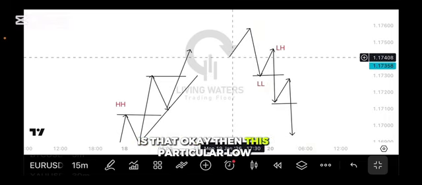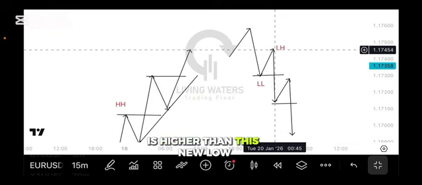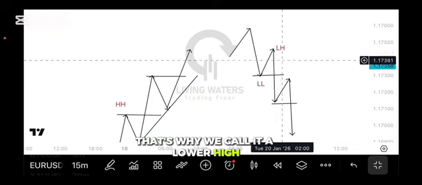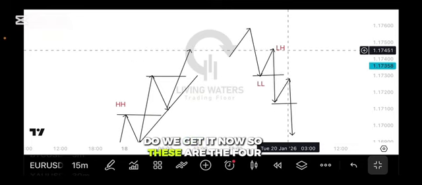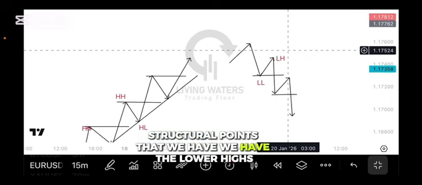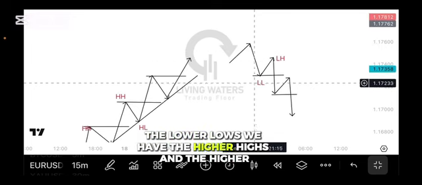Is that okay? Then this particular low is higher than this new low. That's why we call it a lower high. Do we get it now? So these are the four structural points that we have: the lower high, the lower lows, the higher highs and the higher lows.